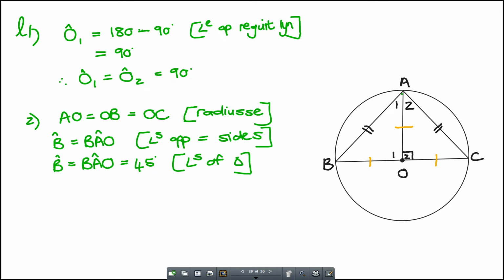Is julle reg? Ons het mos uitgewerk O1 is 90. So as ek dit gaan aftrek, dan moet daai tweekies mos ewe groot wees en hulle moet saam vir my 90 gee. Okay? En dan dieselfde in die ander driehoekie. Daar kan jy ook sê OAC, ekskuus, is gelyk aan hoekie C, is gelyk aan 45 grade, want hoeke teenoor gelyke sye, en dan was dit hoeke van 'n driehoek.